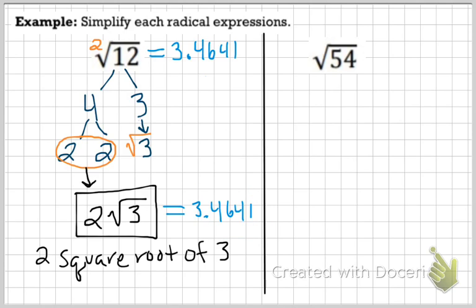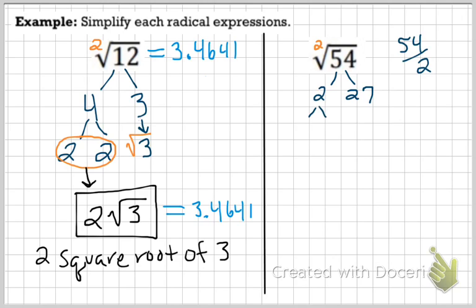Okay, next one. We have the square root of 54. How do I know it's square root? Because again, there is an invisible 2 up here. Otherwise, you would have seen a 3, a 4, a 5, and so on. So we need to think of 2 factors to start off with that multiply to give you 54. If you get stuck on how to start, use your calculator. Do 54 divided by 2. That is 27. So 2 times 27 will give us a product of 54.